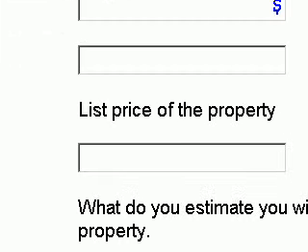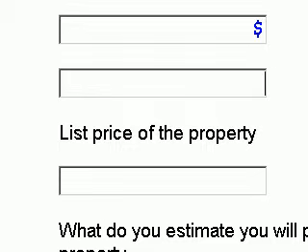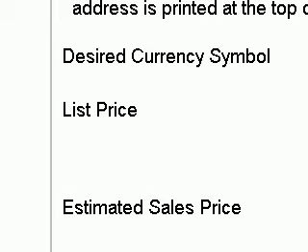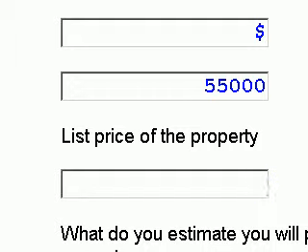The next entry blank is list price. So basically, this is the price that the property is listed at. For this example, we're going to pretend that we're going to buy a fairly small condo. Okay, so our list price is 55 grand. Now, the good news is that we got a deal on the condo. So for the next box, which is estimated sales price, we're going to type in 53 grand. Okay, so there's that information.